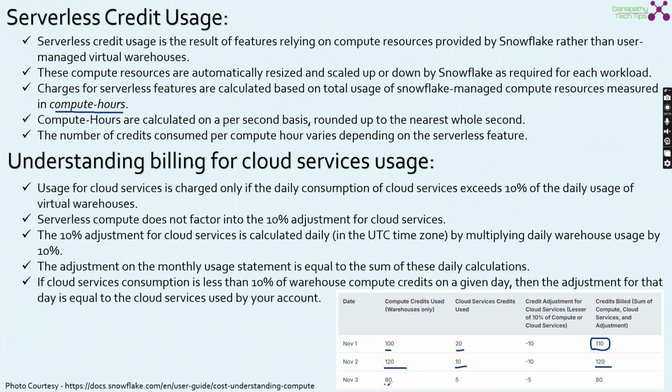which is already used. So now you can see 80, and then 5 is the cloud services layer consumed. So obviously 10 percent of 80 is going to be 8, and 5 is lesser than 8, so it is waived off. So we will be paying only 80 credits.